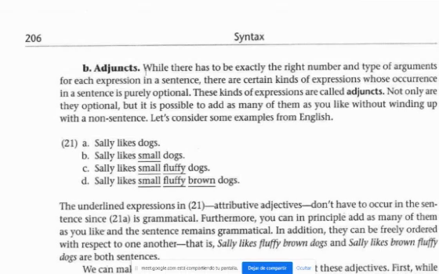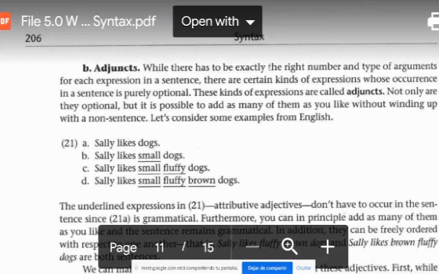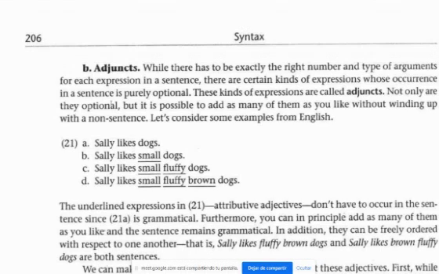And there is this kind of expression called adjunct. While there has to be exactly the right number of arguments for each expression in a sentence, there are certain kinds of expression whose occurrence in the sentence is purely optional. Okay, purely optional: modifiers, adjuncts. When it's optional, it's an adjunct. When it's necessary information, it's a complement.